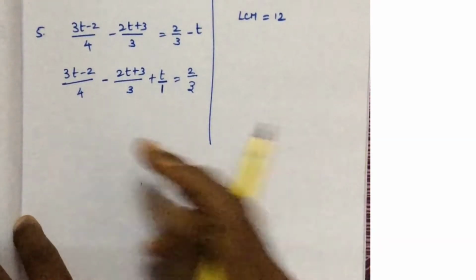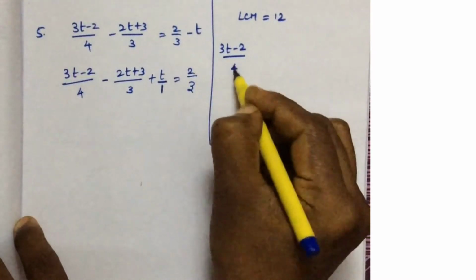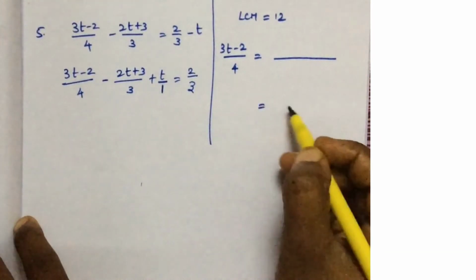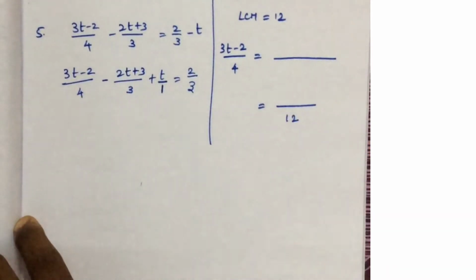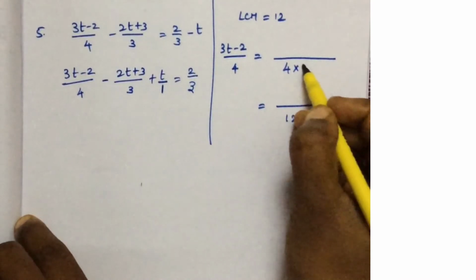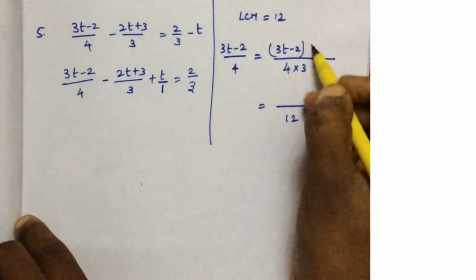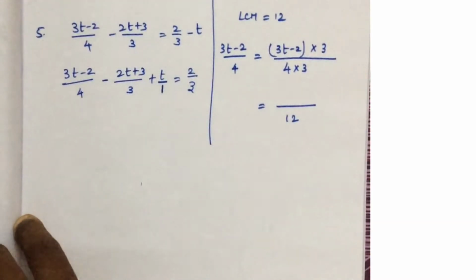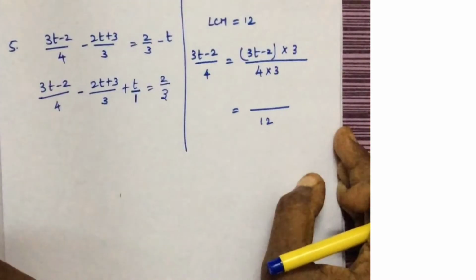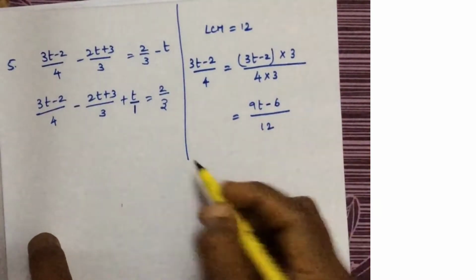Okay. Let me start with the first term, (3t minus 2)/4. I have to multiply such that I will get 12 in the denominator. So 4, I should multiply it by 3. 3t minus 2, I should multiply it by 3, 3 on numerator and then a denominator. Now that will give (9t minus 6)/12.